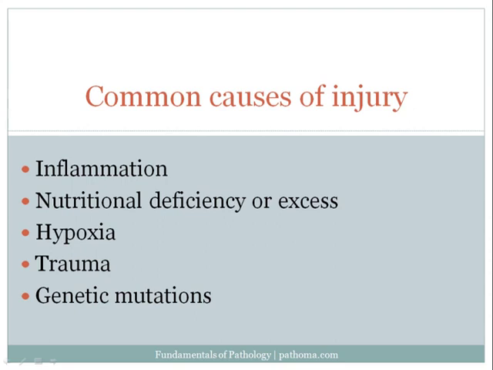Trauma, common cause of injury. For example, a gunshot wound to tissue will injure the cells. And genetic mutations. When there are mutations and proteins are not formed or not formed properly, that can also result in cellular injury. Now, all of these themes are going to be repeated as we go through the text.